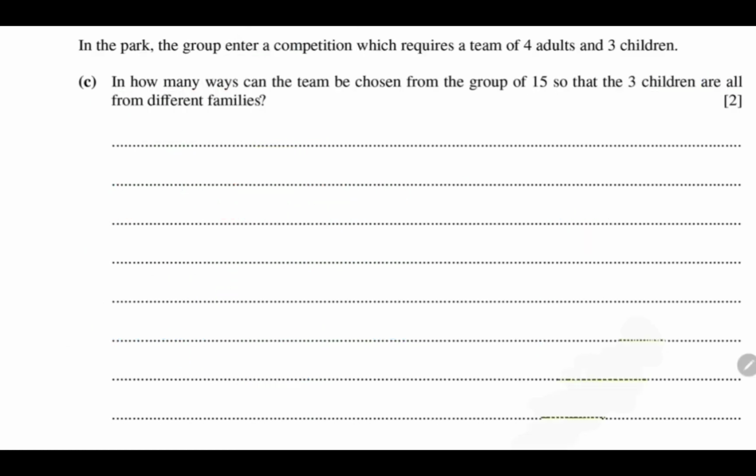In this park, the group enters a competition which requires a team of 4 adults and 3 children. In how many ways can the team be chosen from the group of 15 so that the 3 children are all from different families? Okay, so first we will see how many total adults and total children we have. Let's get back to the first question.